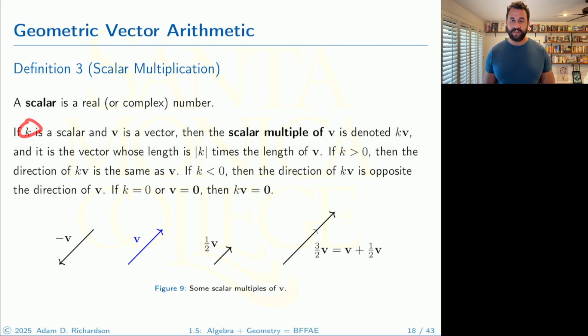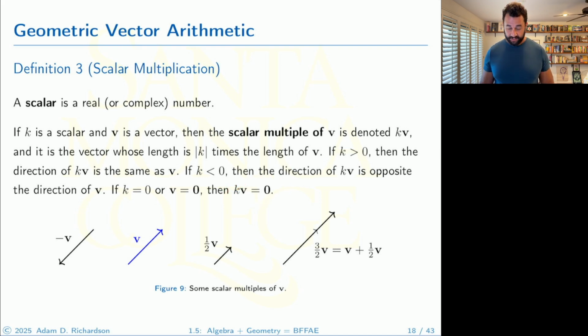If k is a scalar, a real number, and v is a vector, direction with magnitude, then the scalar multiple of v is denoted by kv, and it's the vector whose length is the absolute value of k times the length of v. So the absolute value of k is the amount of the stretch or compression. Now, if k is positive, then the direction of kv is the same as v. If k is negative, then the direction of kv is the opposite of v. You've flipped the vector 180 degrees, spun it around in the other direction. If k is 0 or if v is the 0 vector, then kv is just the 0 vector.